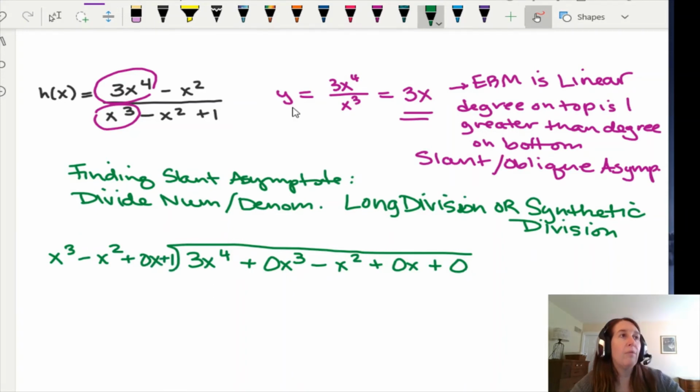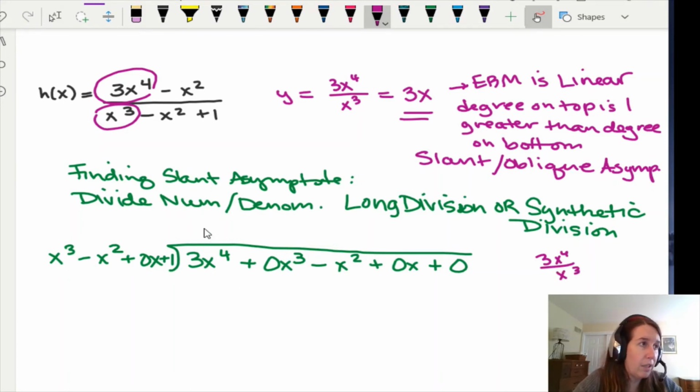Okay, now remember with long division, we've done this before, so I'll try to go pretty quick. You want to divide 3x to the 4th divided by x to the 3rd. So I like to write that over on the side, 3x to the 4th divided by x to the 3rd. It's just the leading term divided by the leading term. And so that would be our 3x, right?